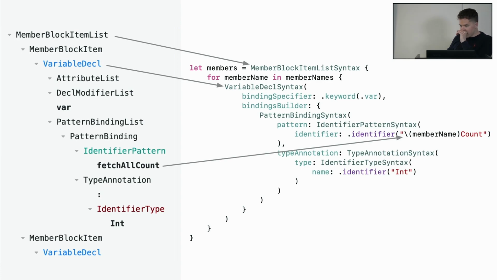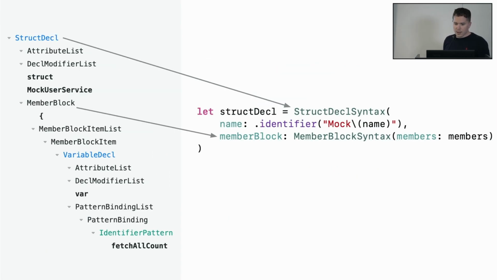And as you can see, Swift syntax utilizes result builders. That's why you see the curly braces after the member block item syntax. This is really cool, and it greatly simplifies constructing syntaxes. And with the members done, we can finally create our final struct declaration. We give it a name, which is the same name as the protocol name with the mock prefix, and we give it the members we've just created.